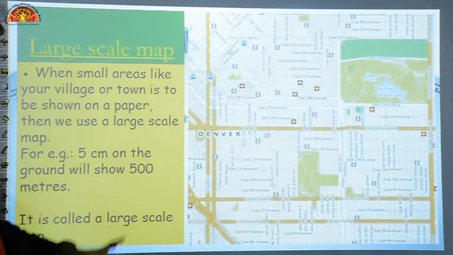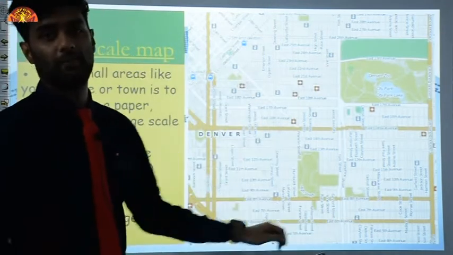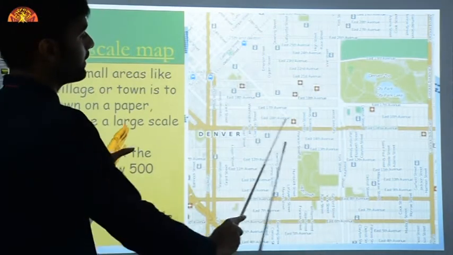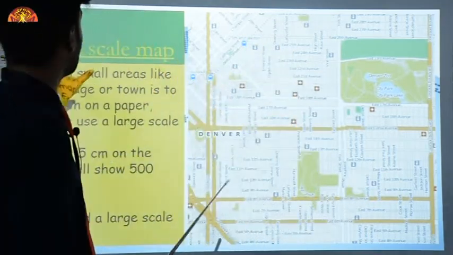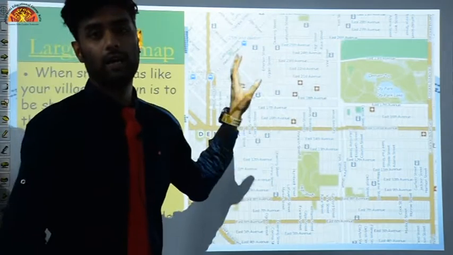An example is given here. This is a map of a city or a town. On this, 5 centimeters of area is actually showing quite a lot of detail. So on a large scale map, a lot of details are shown.